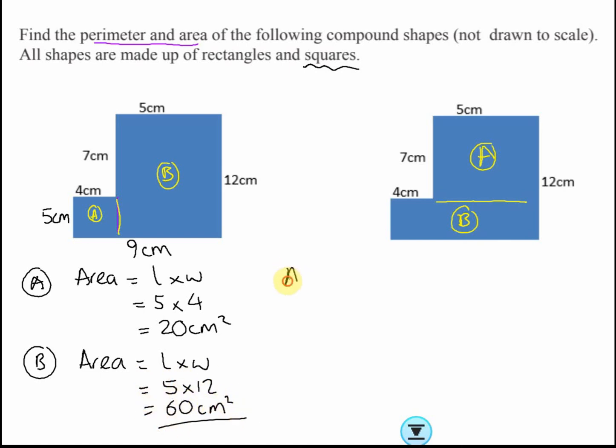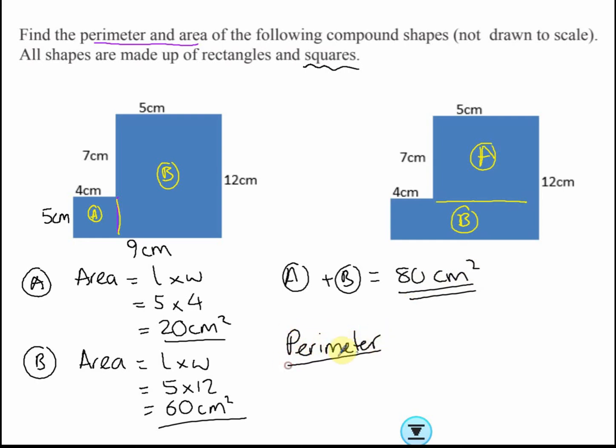So therefore the total area would be area of A plus the area of B, and that is going to be 80 centimeters squared. It's pretty simple. But we're also asked to find the perimeter. And this is the easier bit really. You just add up all the sides. So let's have a look. Is there any easy ways we can add these? Not particularly. So I'm going to go 9, add 9, 18, add 7, 25, 30, and then 42 centimeters.